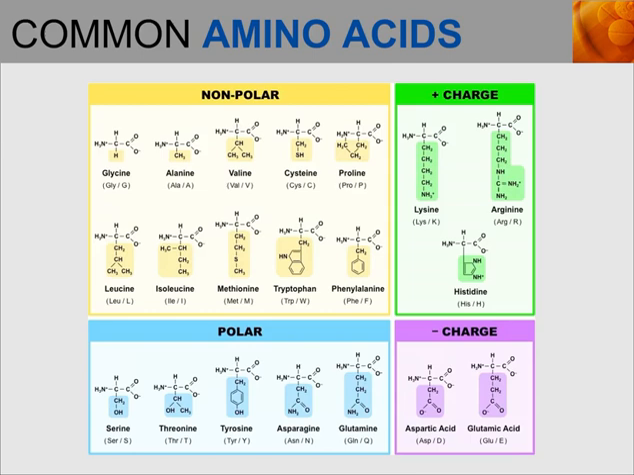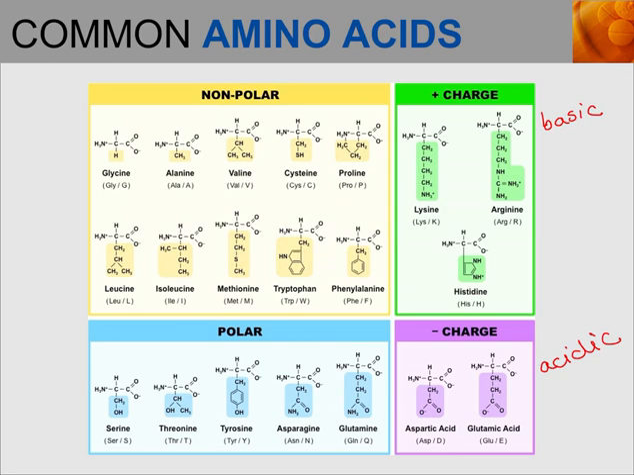Okay, so let's look at all 20 of the common amino acids. So again, we've got non-polar amino acids, which are in yellow, polar amino acids, which are in blue. Then we have amino acid side chains with a positive charge. So those would be basic, because they took on an extra proton. So let's just write basic here. And then we have amino acid side chains with a negative charge. So that means they're acidic because they gave up a proton to create a negative charge.